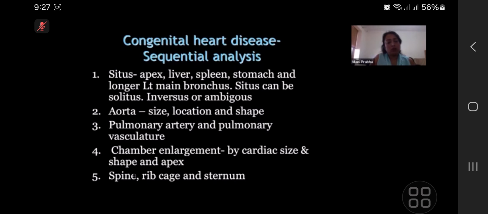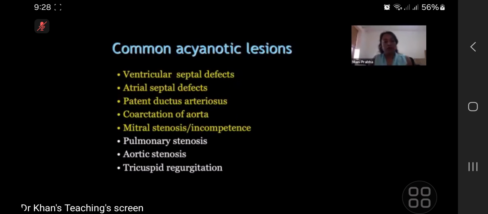And last but not least, we have to have a glance at the spinal column, rib cage, and the sternum. So if you go through these 5 points, you would be able to describe a cardiac condition and narrow down the differential, and then if needed, refer for echocardiogram. So yeah, let's start with our differentials first.